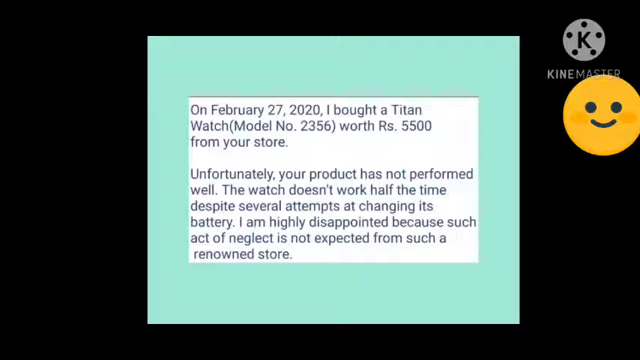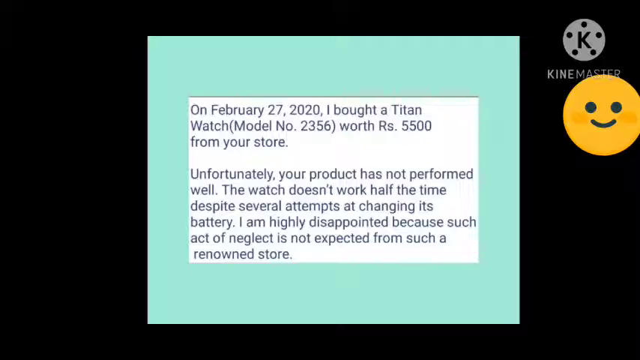And as usual, we have to introduce that first para, just an introduction of the problem. Why are we writing the letter? What is the issue? On February 27, 2020, I bought a Titan watch, model number 2356. Mention that, that's all fictitious. If it's given in the question, you mention it, otherwise write something relevant. Worth 5,500 rupees from your store. And what happened? What's wrong with the watch?